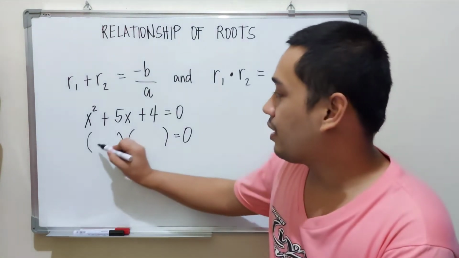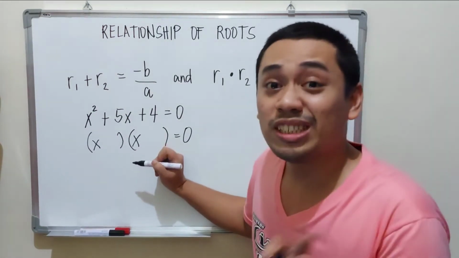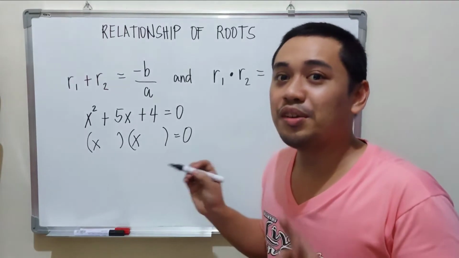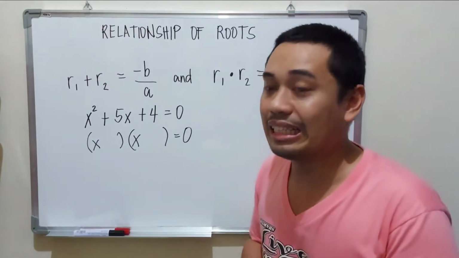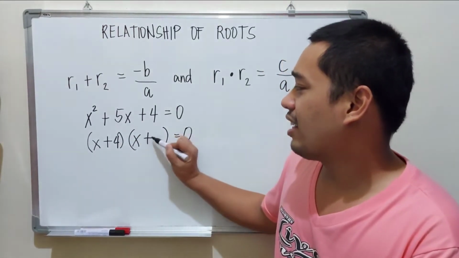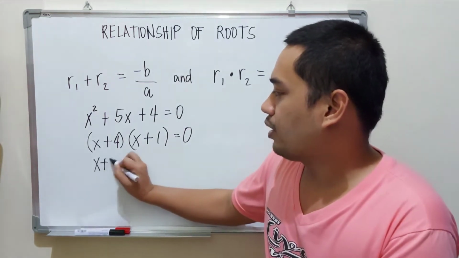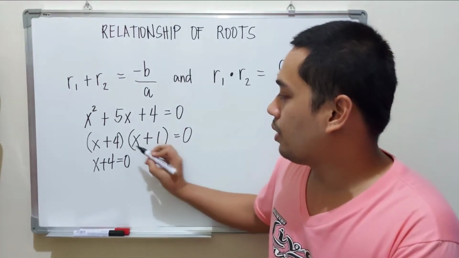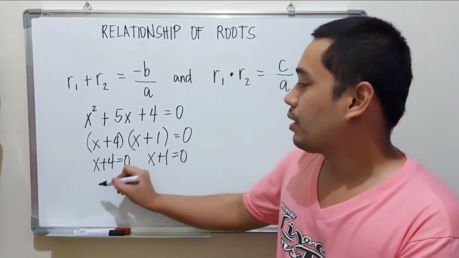And so we have x times x. Now, isipin natin ngayon ano yung magiging factor ng 4 na magbibigay ng positive 5 when we add it. Diba? We have 4 and 1. Next, so we have x plus 4 equals 0 and x plus 1 equals 0.